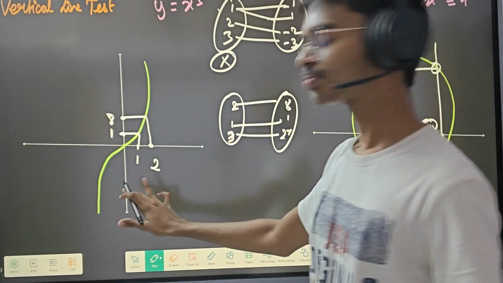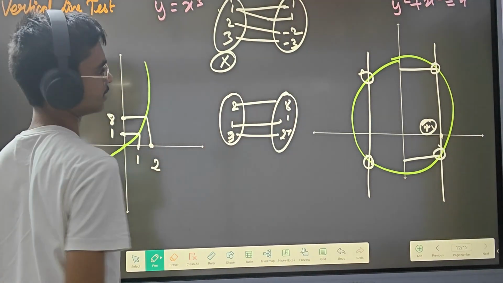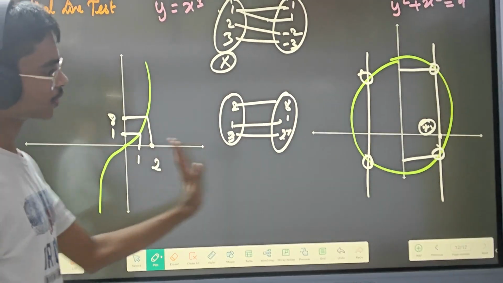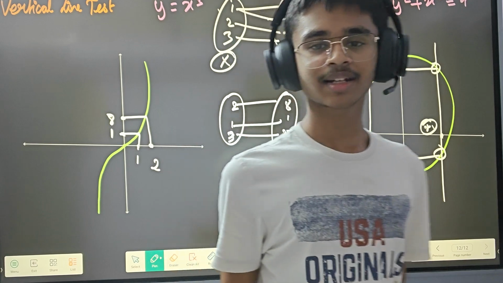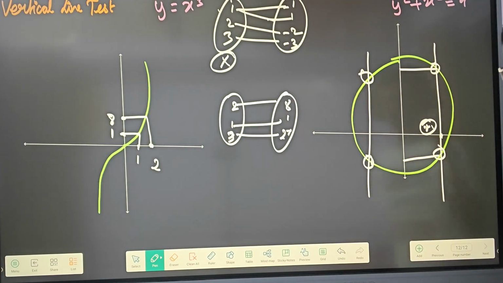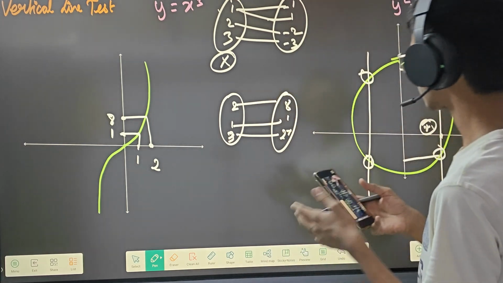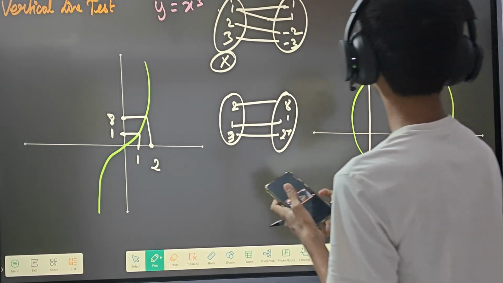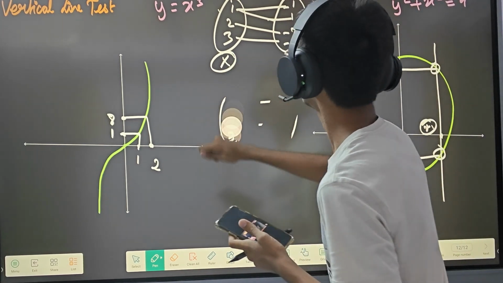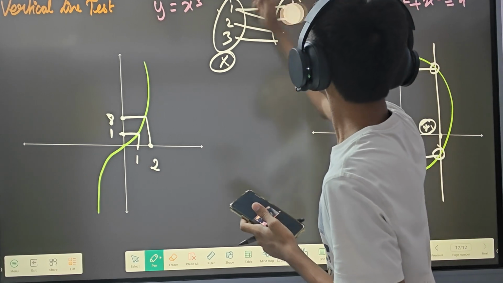Here you see, for 1 value only 1 is there. For 1, 1, 1, only 1, 1, 1 is there. More than that is not there, right? So we have completed the vertical line test successfully. That's it, this is what the vertical line test is. This is not totally required, I said it just for explaining.